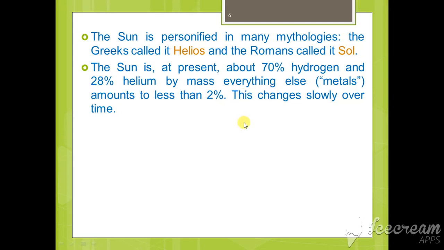But this ratio also changes slowly over time as the nuclear fusion progresses. The hydrogen converts into the helium. So this percent also changes slowly over the time. Sun is not a solid body like the Earth. It mainly contains fluid, the gases. So it's not a solid.